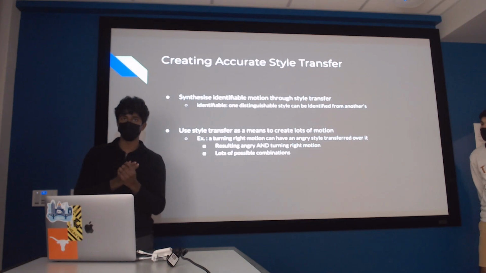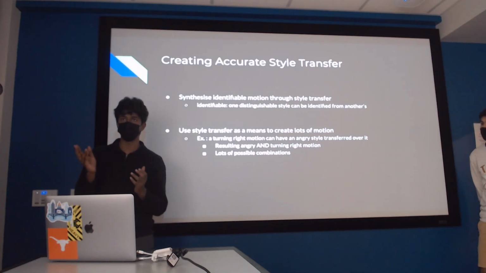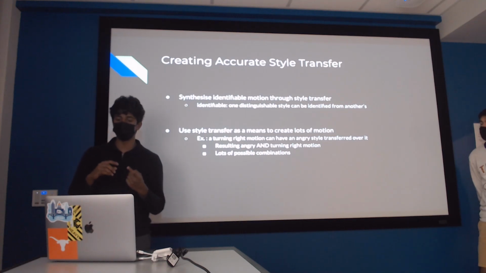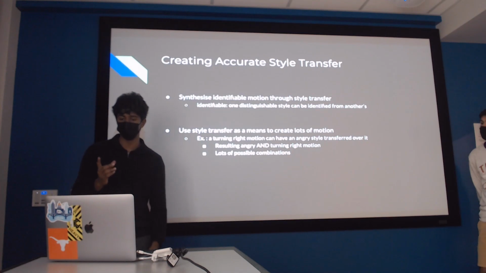Because of this, we can create a lot of different types of motion. We only need to record one right turn motion, and we can record as many style motions as we want, and create as many stylistic right turns as we want. You can create angry right turns, sad right turns, a multitude of other right turns just by recording one right turn.